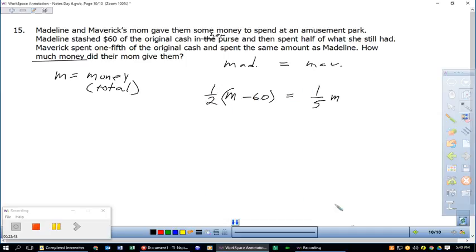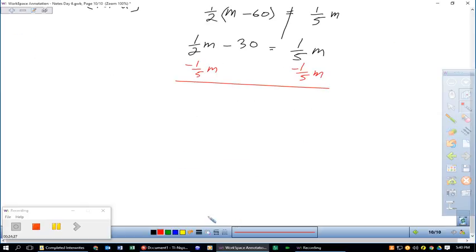Now, before you go on, you might want to stop and look at this equation. Make sure that what I've just said makes sense. So pause if you need to, but I'm going to keep going. All right, let's distribute. That's going to be 1/2 m minus 30 equals 1/5 m. Now I'm going to move my variables. I'm going to subtract 1/2 m to the other side. Now I'll go ahead and subtract 1/5. I'll keep it positive that way.